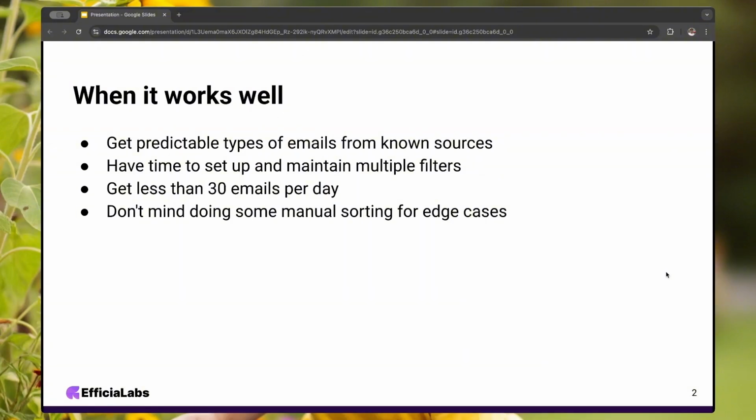Now, the second thing is that you need to spend some time to create filters, which will take roughly 10 minutes. And it works well when you get 30 emails per day. Why? Because when you get 30 emails per day, around 50% of the emails will be missed by these filters, so you can manually sort or categorize them. And last but not the least, you won't mind manual sorting for edge cases. For example, for emails that aren't sorted by the filters, you need to manually sort them.